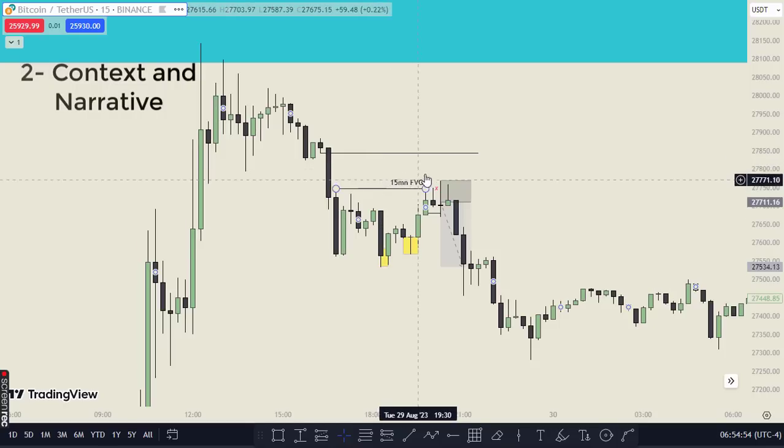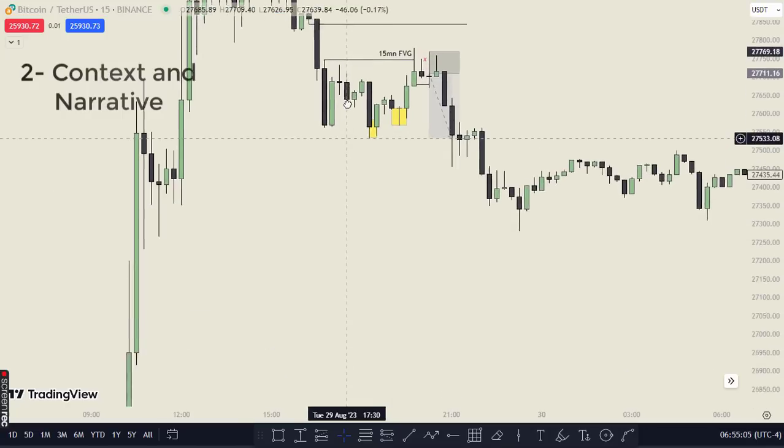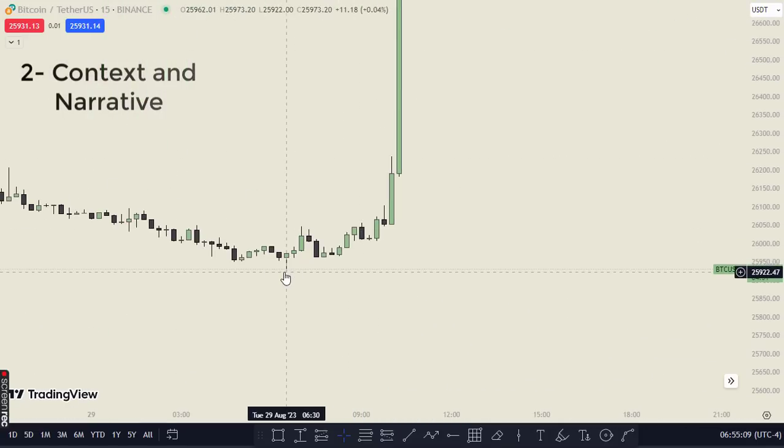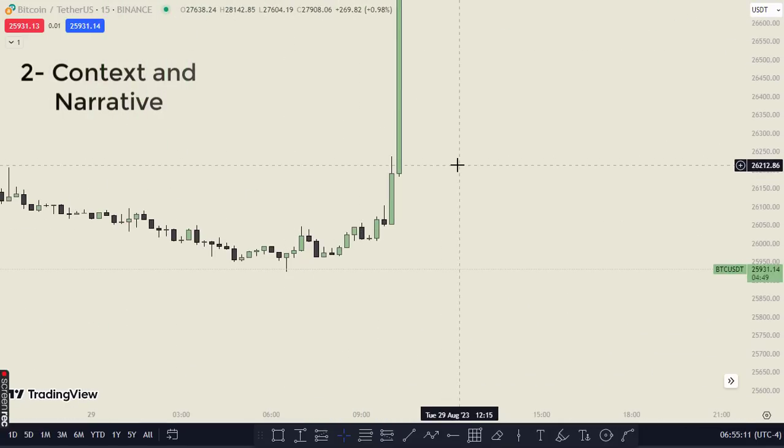So after price taps into this internal range liquidity, our next target should be external range liquidity here. So this is our next target, right? We don't want to target those external liquidity on the 4-hour chart based on an entry on the 1-minute chart or the 15-minute chart. So please pay attention to what I'm going to say here.